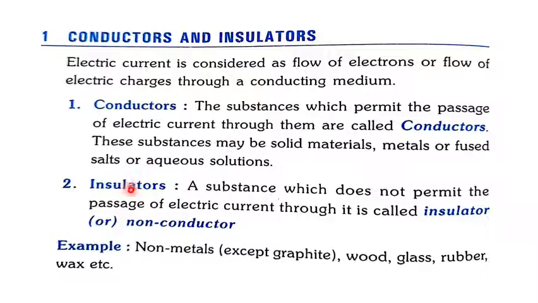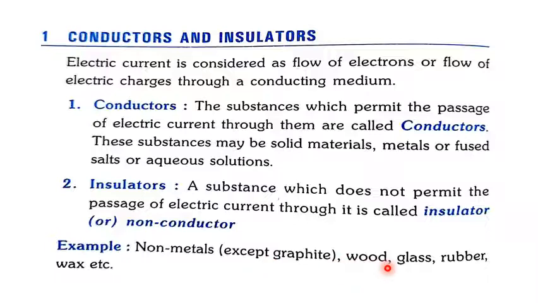Next one, insulators. This is the reverse of conductors. A substance which does not permit the passage of electric current through it is called an insulator or non-conductor. Examples: non-metals except graphite. Graphite is a non-metal, but it is a conductor. Next, wood, glass, rubber, wax, etc.